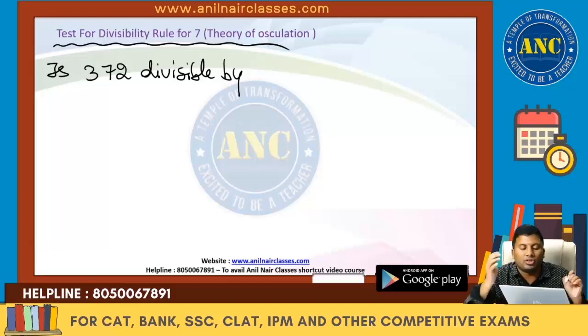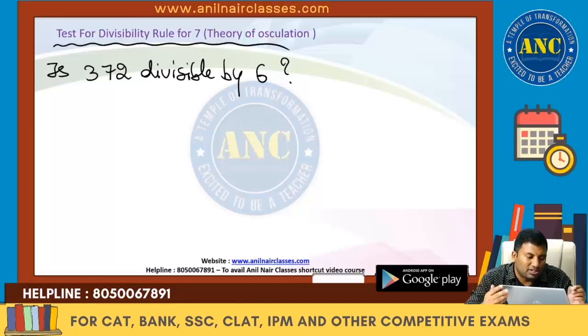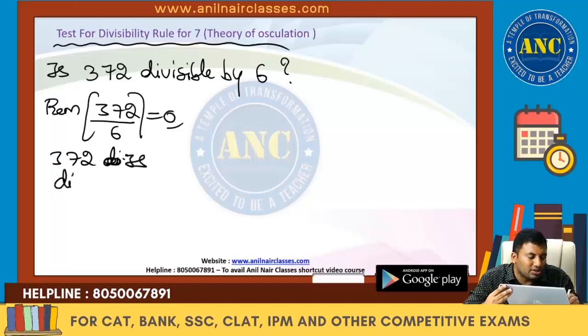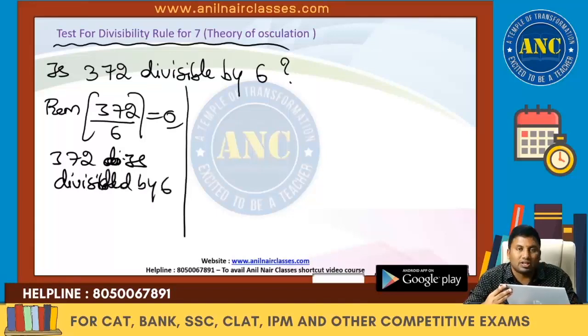Is 372 divisible by 6? One approach: 372 divided by 6. 6 sixes are 36, so the remainder is 0. So 372 is divisible by 6. Are you all with me? First approach clear.